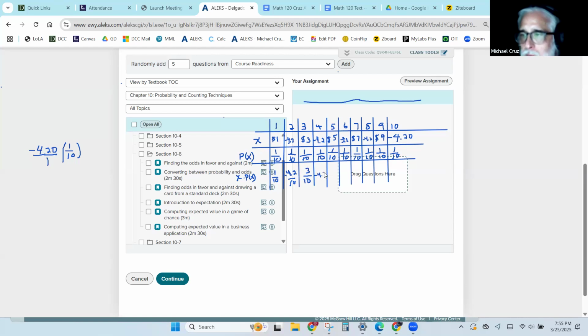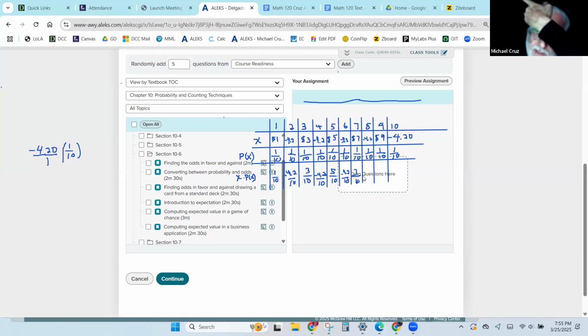Negative 4.2 over 10, and another 4.2 over 10, and then 7/10.